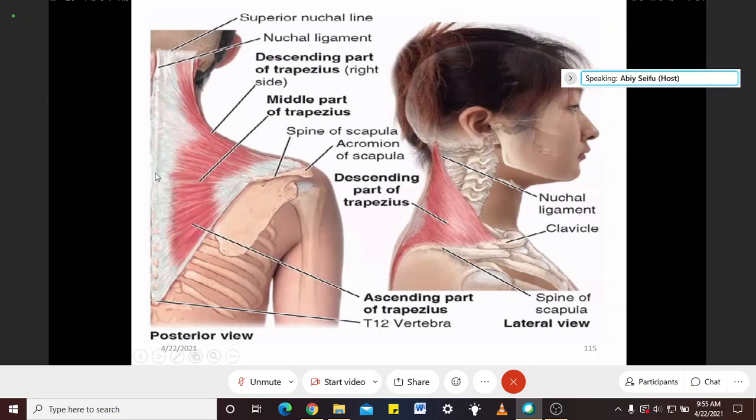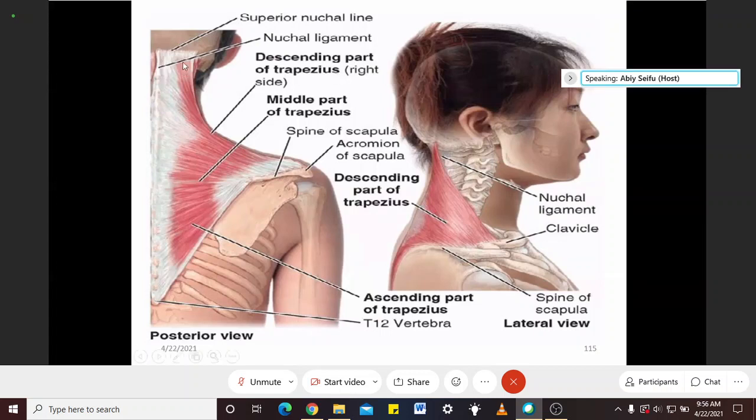Then, starting from C7, the trapezius originates from the spinous processes of the vertebrae down to T12, okay? And they insert to the spine of the scapula, the acromial process, and the lateral third of the clavicle. By the way, this attachment is also used to guess the actions of those muscles. For instance, the medial one retracts the scapula, pulling it medially.